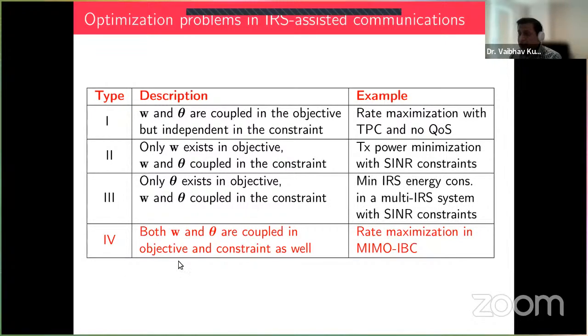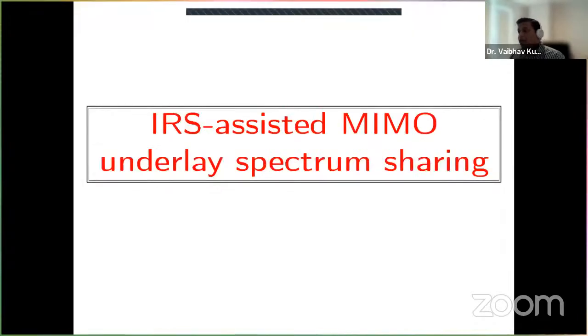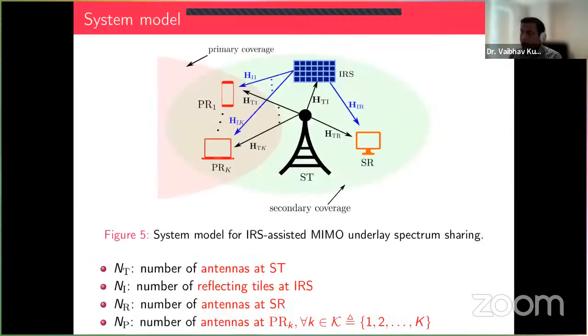So basically we will be focusing on the problem where we have the coupling between these optimization variables, both in the objective and the constraint as well. That comes to the part of IRS assisted MIMO underlay spectrum sharing. So consider this scenario, where I'll just give a brief introduction of this.